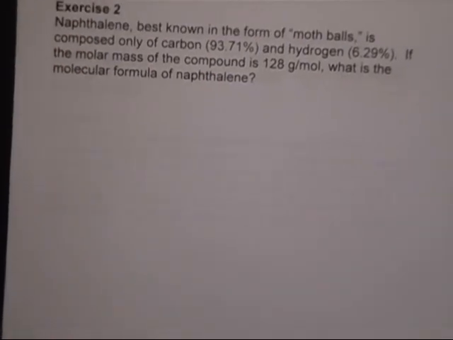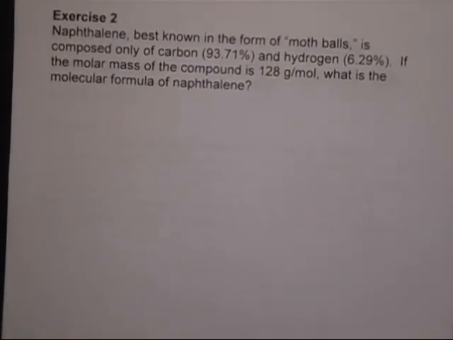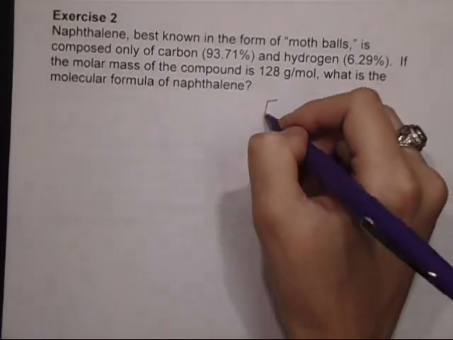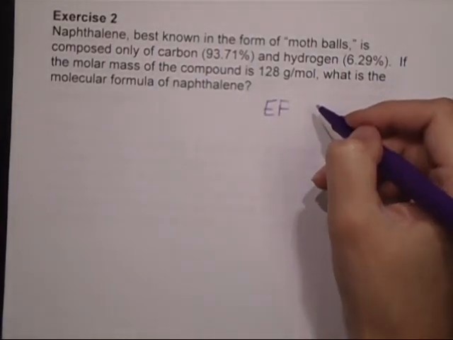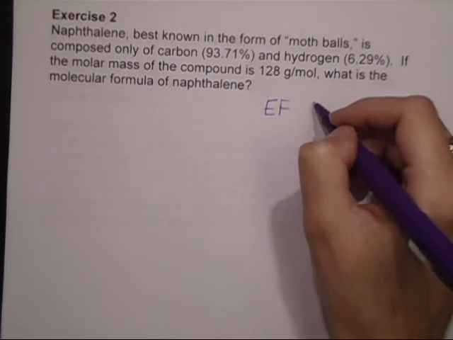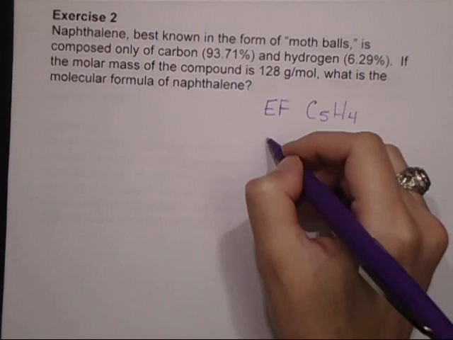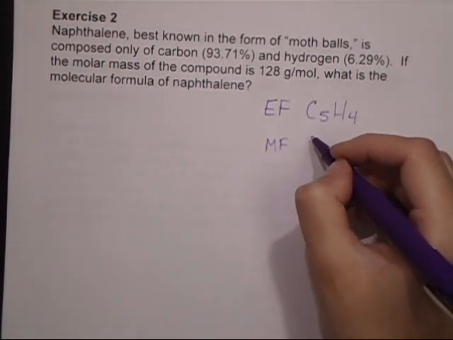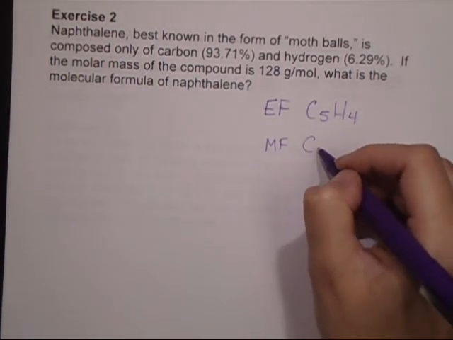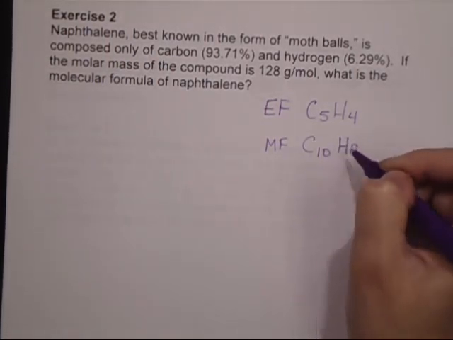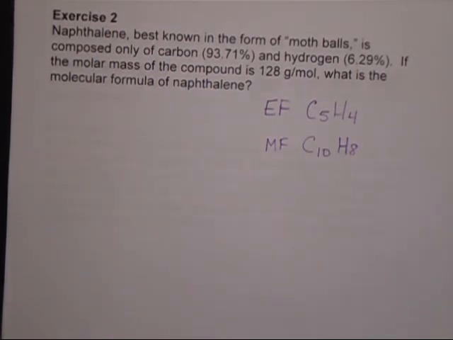Okay, exercise number 2 is a very similar setup. So all I'm going to do for exercise number 2 is actually give you the answers. The empirical formula ends up as C5H4, and the molecular formula ends up as C10H8. So please try that and see if you can get those values. And if you don't, please come and ask for help or call a friend, etc.